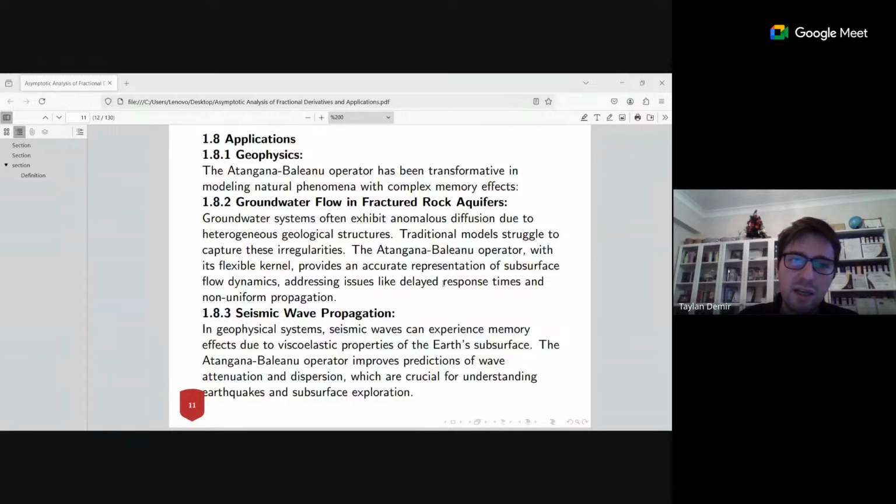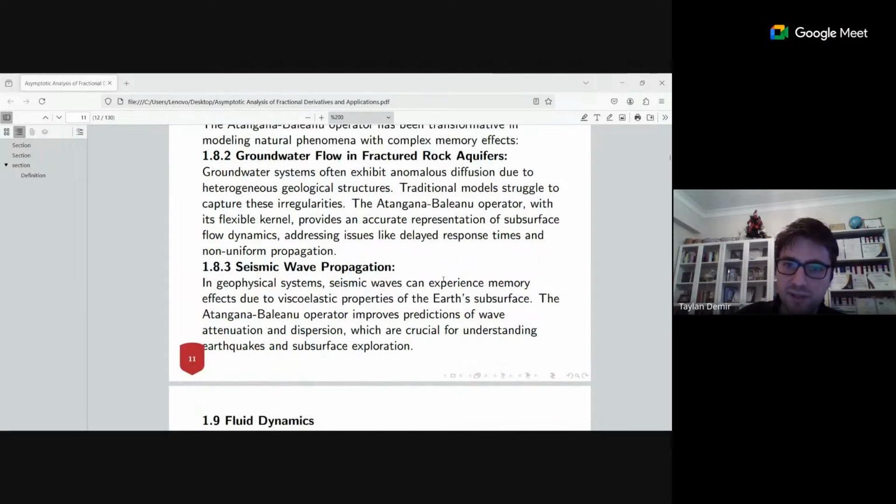In geophysics, the Atangana-Baleanu operator is transformative in modeling natural phenomena with complex memory effects. One professor worked on the Atangana-Baleanu fractional operator with a geophysics problem in his PhD thesis. This is very important for interpreting wave behavior, ground wave and seismic wave behavior easily. At this point, the Atangana-Baleanu operator gives flexible and more accurate results for obtaining the behavior of the seismic wave with respect to time.